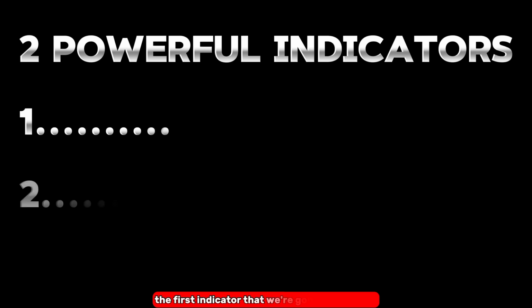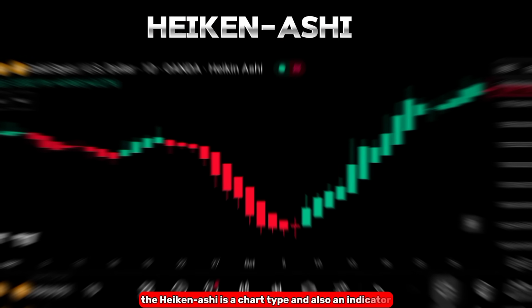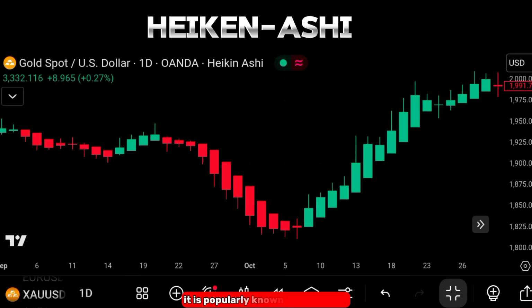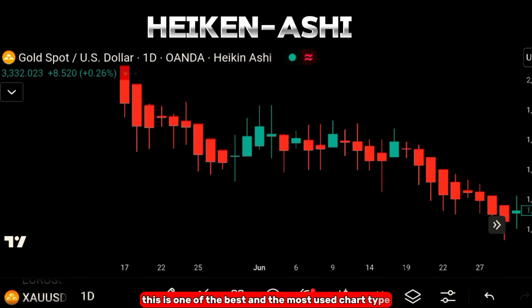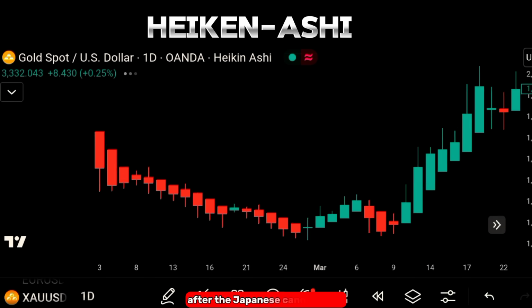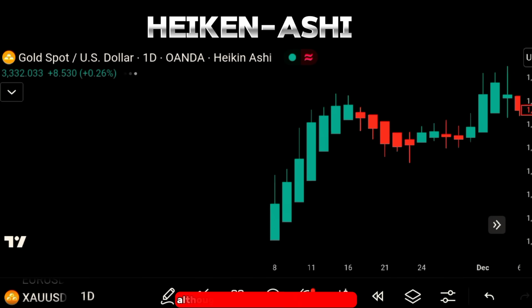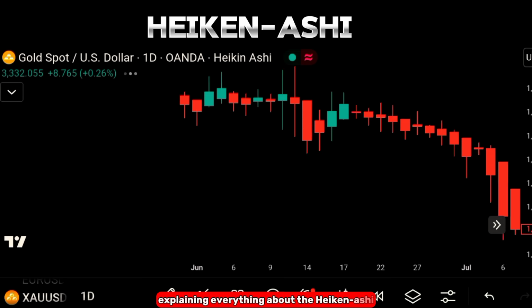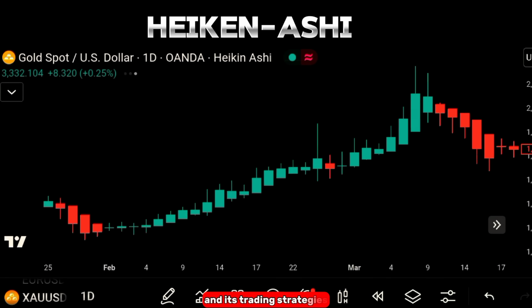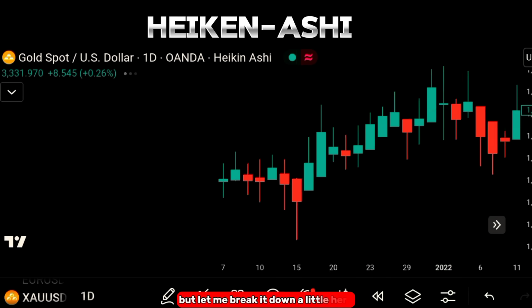The first indicator that we're going to be using is the Heikin-Ashi. The Heikin-Ashi is a chart type and also an indicator. It is popularly known for its ability of smoothing price movements. This is one of the best and the most used chart types after the Japanese candlesticks. Although I have already made a video explaining everything about the Heikin-Ashi and its trading strategies, let me break it down a little here.